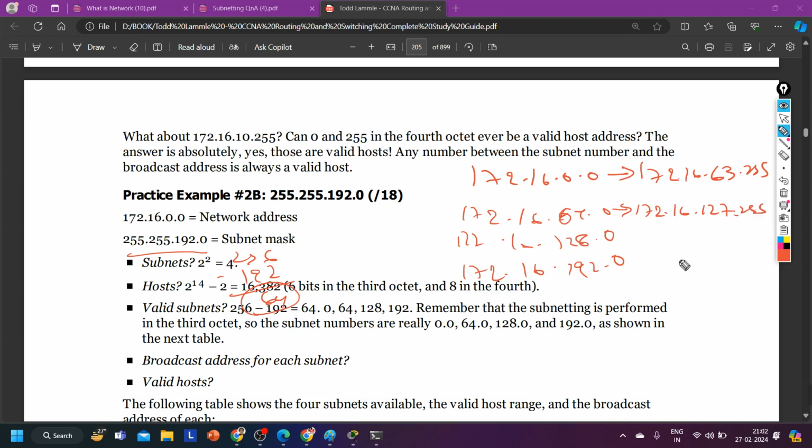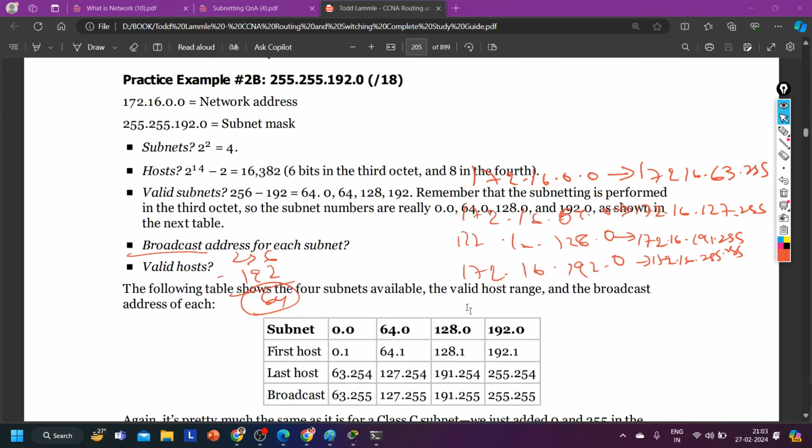172.16.127.255, and 172.16.191.255. 255 is definitely the broadcast address of this network. It is not a valid host address, but it is the broadcast address. It is the last IP address of that network.